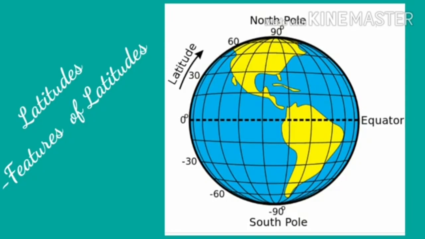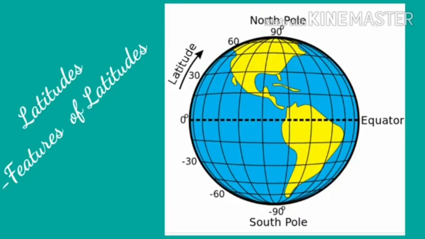Children, how many lines of latitude are on the globe? Yes, there are 181 lines of latitude on the globe. So, from the equator at 0 degree, the North Pole is 90 degree to the north of the equator, and the South Pole is 90 degree to the south of the equator. So, totally 181 latitude lines are drawn on the globe.